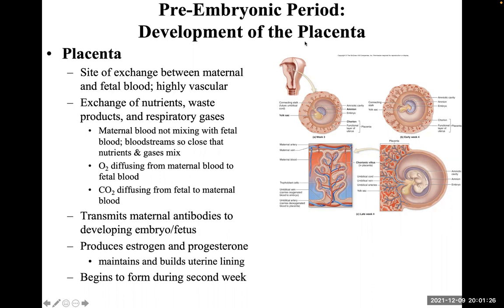Let's see, I have something in the chat. For a blood test for pregnancy, what do they look for? Oh, Izzy, great question. So they look for HCG levels.